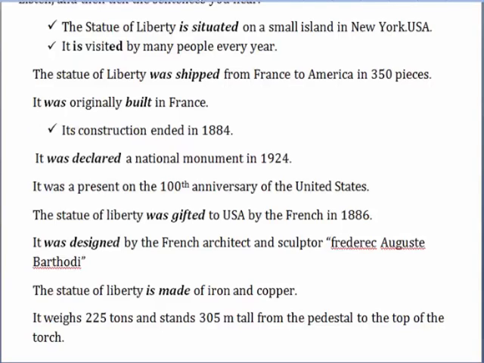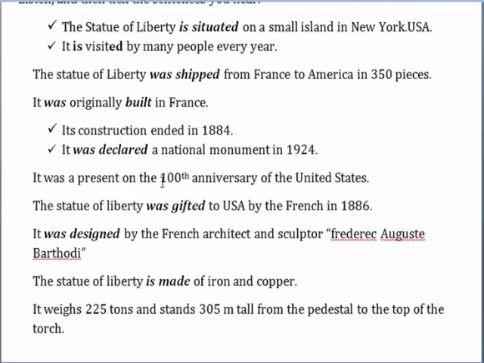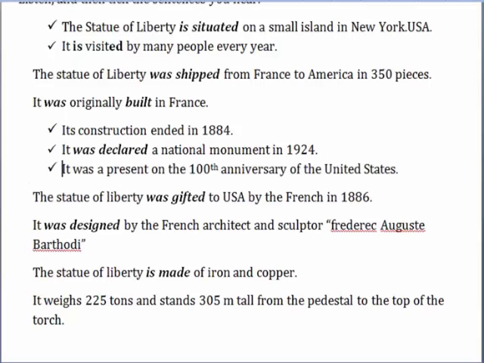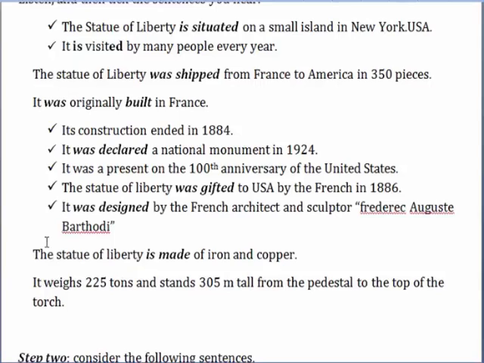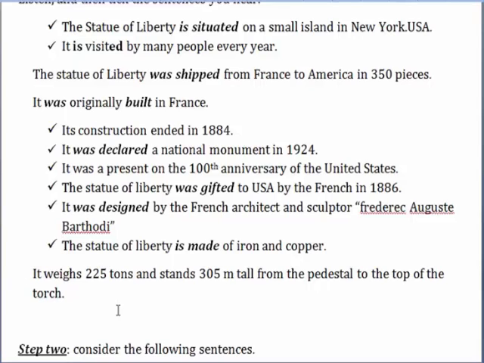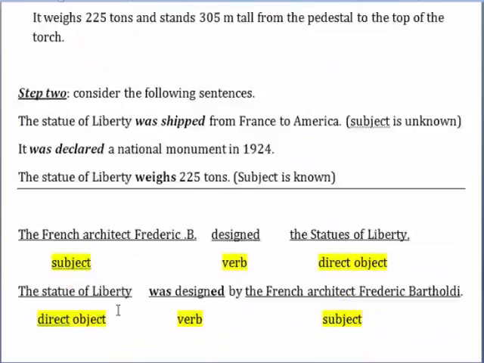Its construction ended in 1884. I mentioned that. It was declared a national monument in 1924. I have mentioned that. It was a present. I have mentioned that. So we take it. The Statue of Liberty was gifted to USA by the French government. I mentioned that. It was designed by the French architect. I have mentioned that. The Statue of Liberty is made of iron and copper. I have mentioned this information. It weighs 225 tons and stands 305 meters tall from the pedestal to the top of the torch. I didn't mention that.